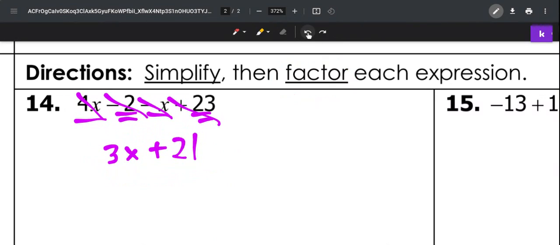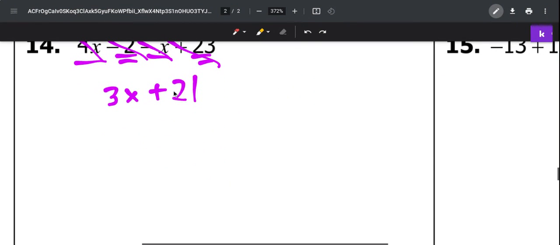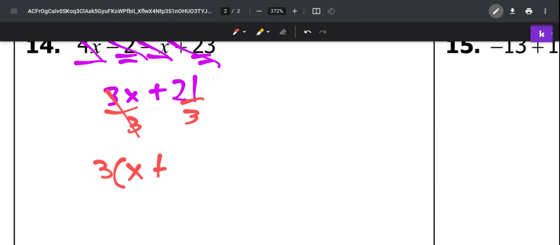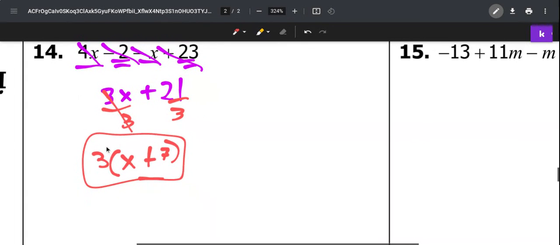So when I factor it, I can say, all right, 3 and 21 are my numbers. X would have to be in both to factor it out, so just don't worry about x when it's only in one term. And then we look for a GCF. 3 and 21 tell me my GCF would be 3. I can divide both of these by 3. 3 goes on the outside. I'm left with x plus 7. So I am finished.